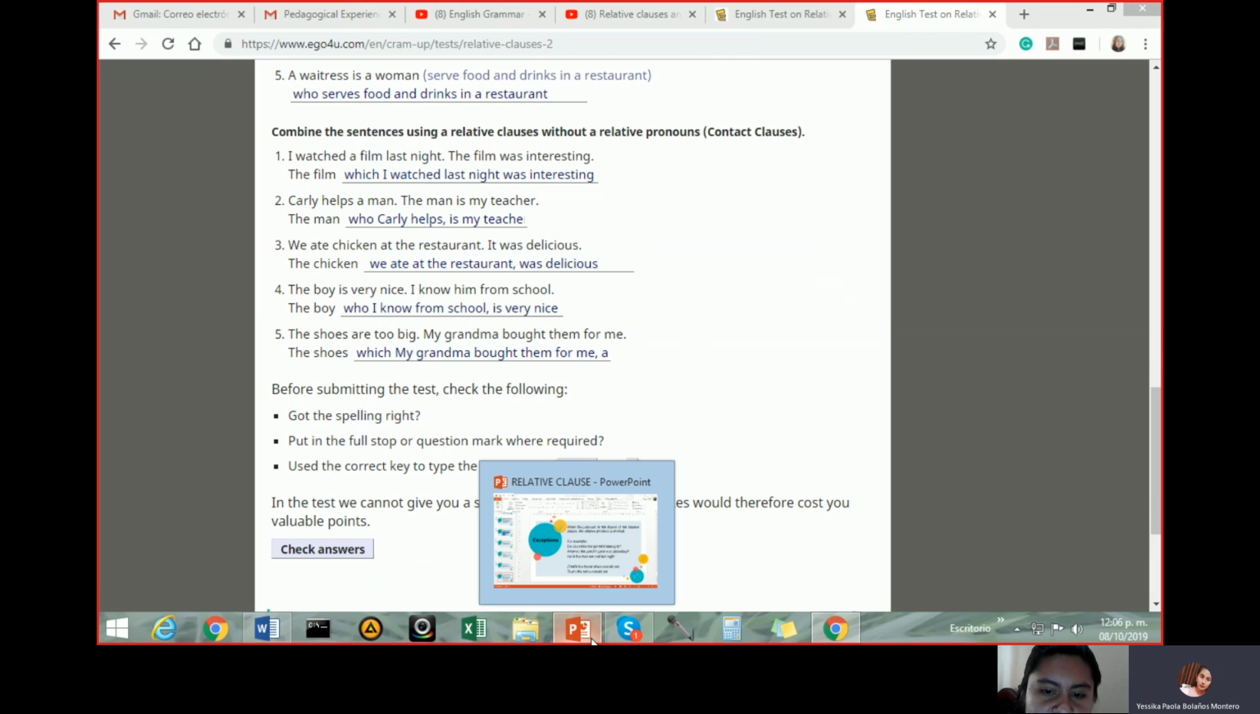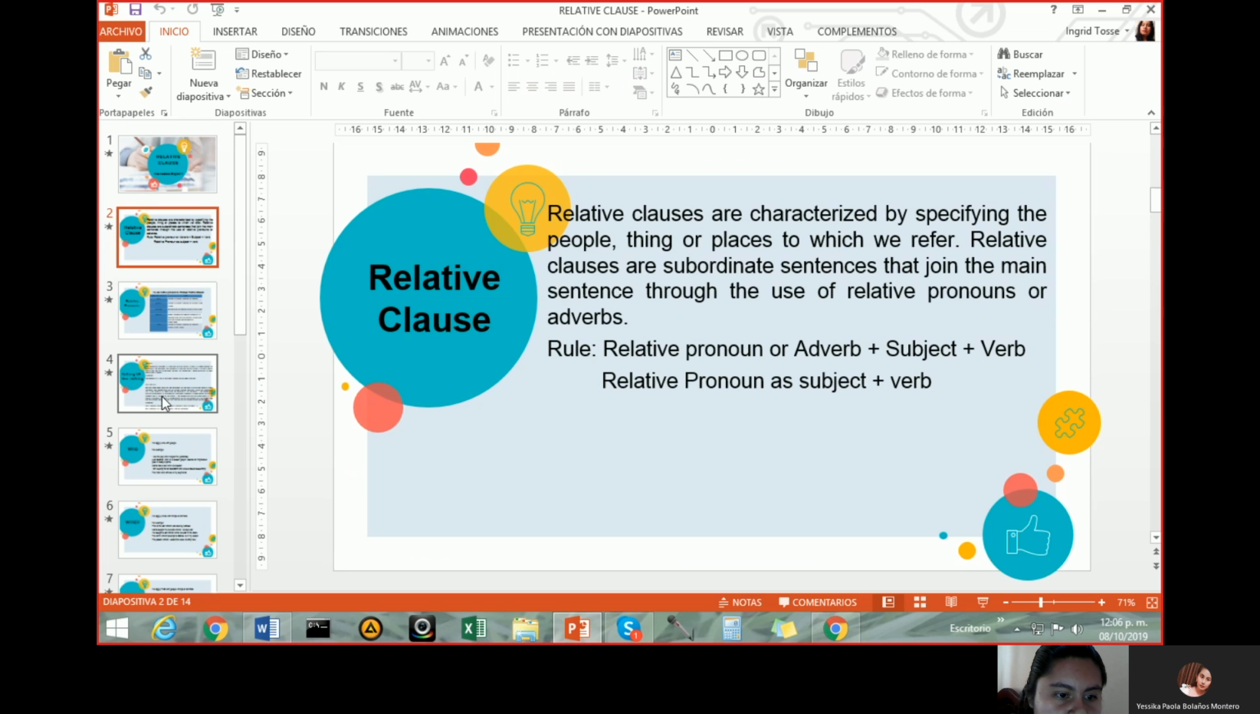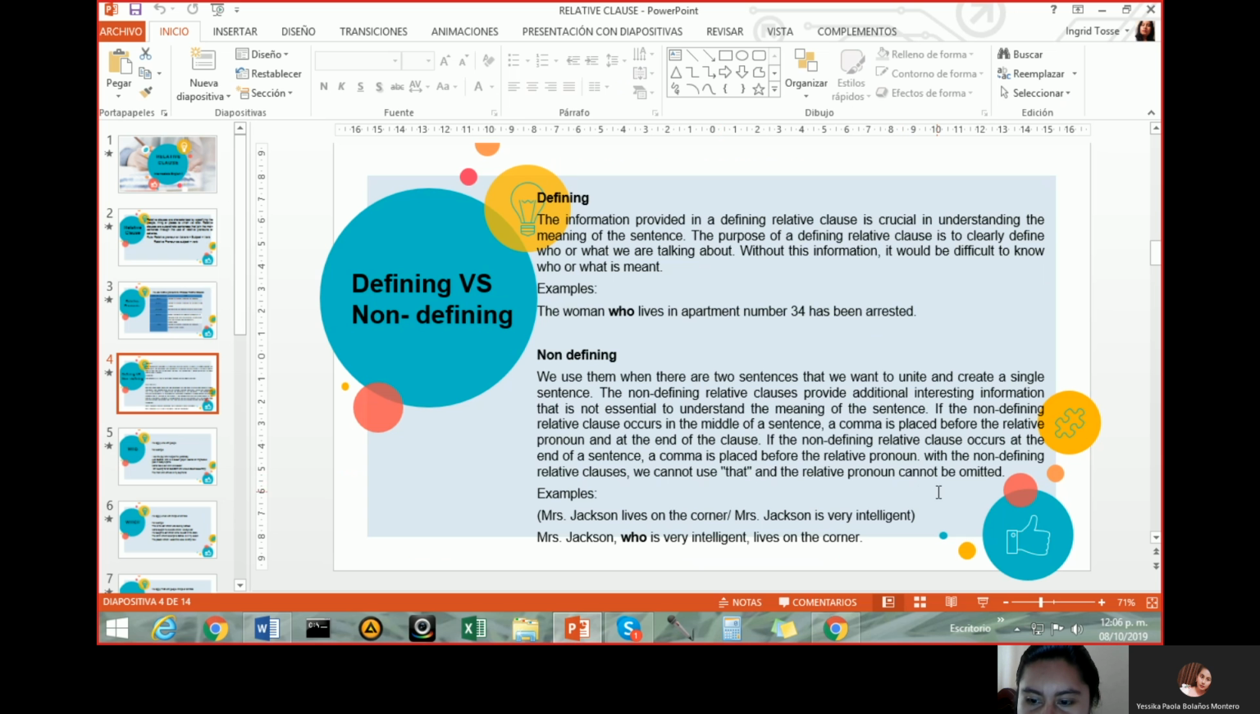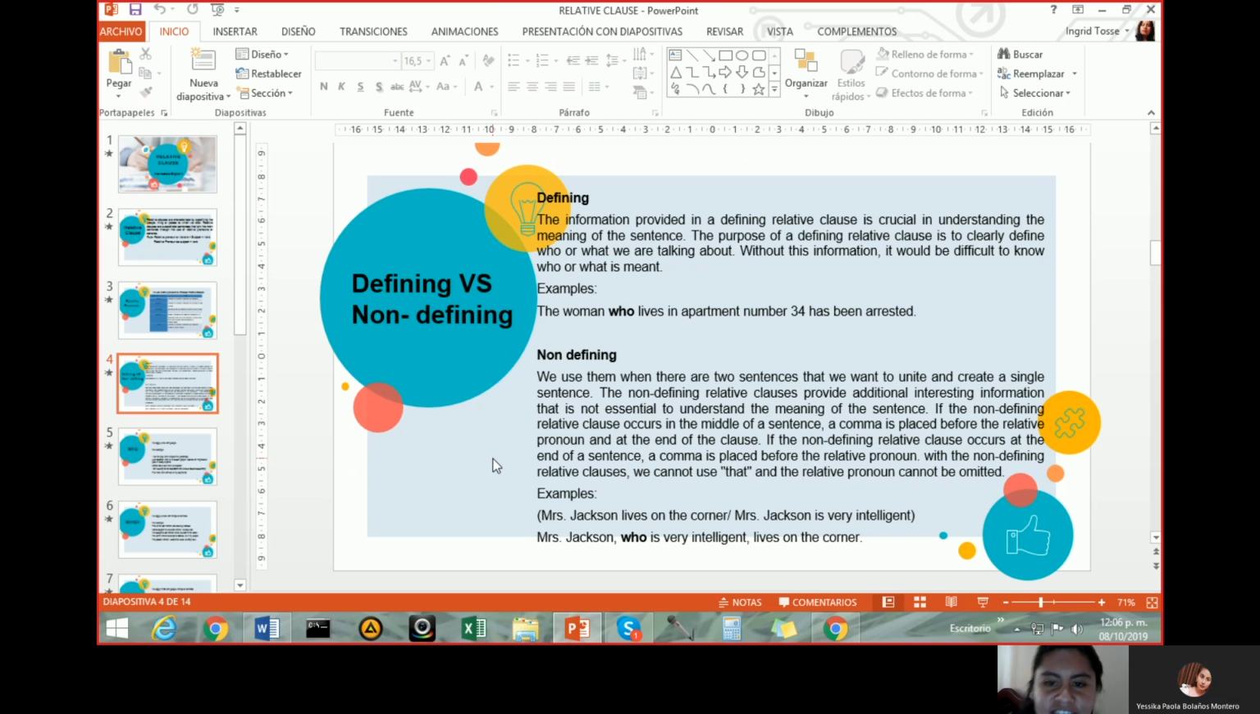Okay. Remember this part because I said it to you about the relative and non-definite. We cannot use that in a relative pronoun, it cannot be omitted. We cannot use that in non-definite. But in definite, we can apply that, but in non-definite, no. Okay.